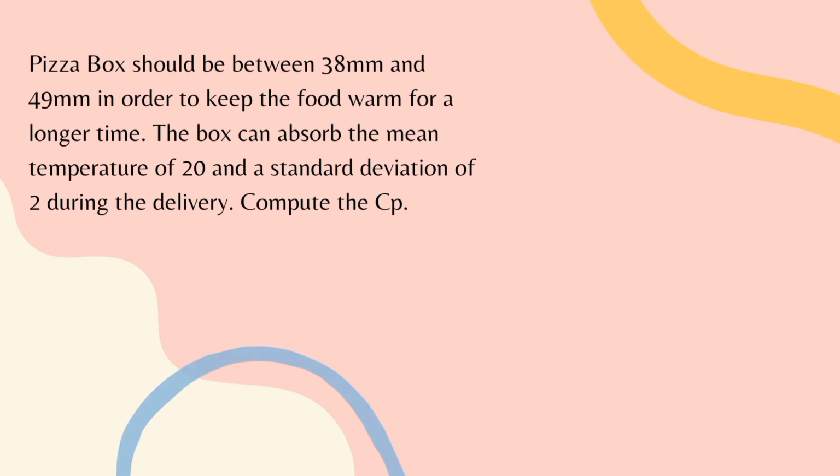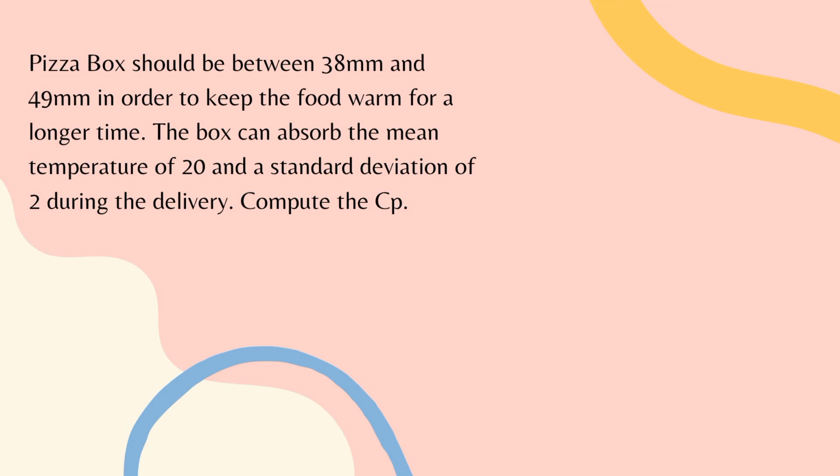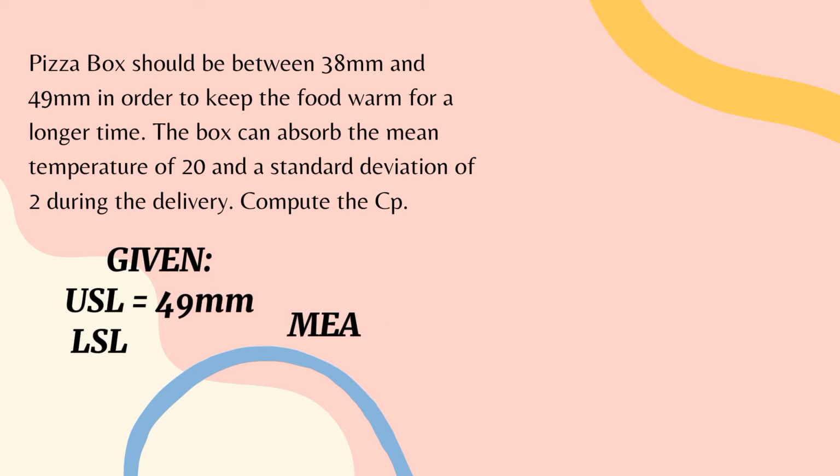In sample problem number 3, we have a pizza box that should be between 38 millimeters and 49 millimeters in order to keep the food warm for a longer time. The box can absorb the mean temperature of 20 and a standard deviation of 2 during the delivery. Compute the CP. The given data are USL is equal to 49 millimeters, LSL is equal to 38 millimeters, mean is equal to 20, and standard deviation is equal to 2.